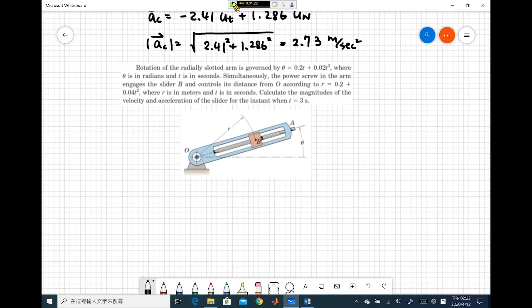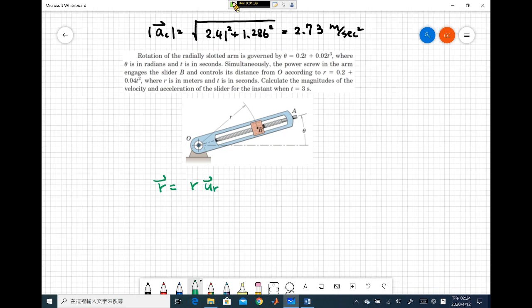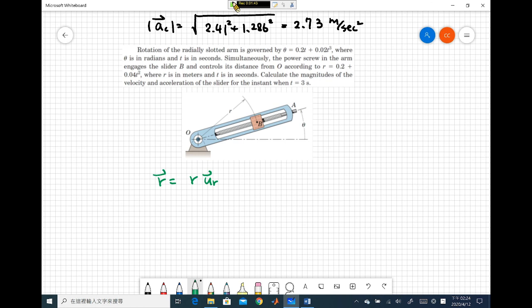So before we're doing anything, let's derive all the equations together again. Basically, r is equal to r times ur. That's a very basic definition for the cylindrical coordinates. Then the velocity v will be, you apply the derivative to this r, that will be r dot times ur plus r times ur dot, right? Then ur dot, you will get theta dot times u theta.